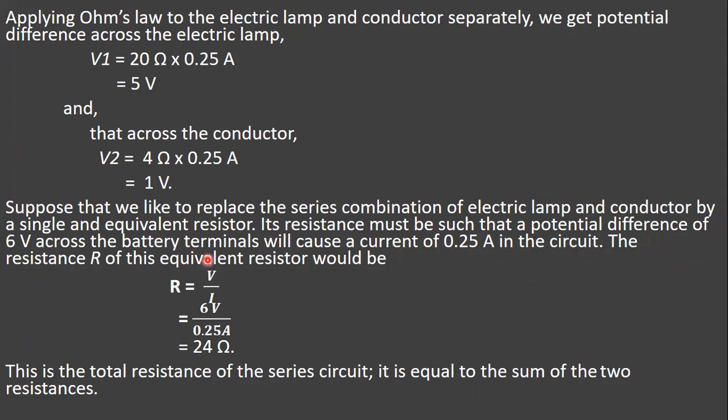The resistance R of this equivalent resistor would be R equals V by I. That is, potential difference is 6 volt and current is 0.25 ampere. You will get resistance equals 24 ohm. This is the total resistance of the series circuit. It is equal to the sum of the two resistances. Understood children?